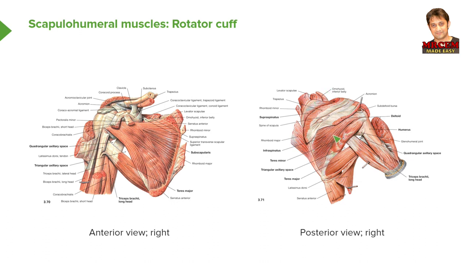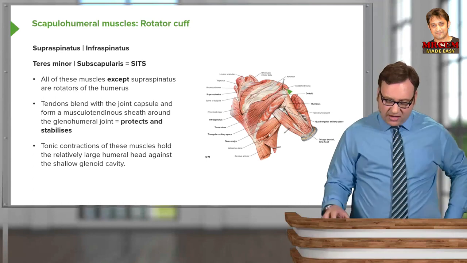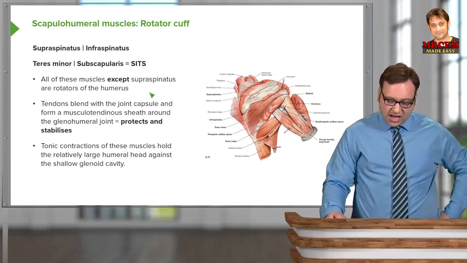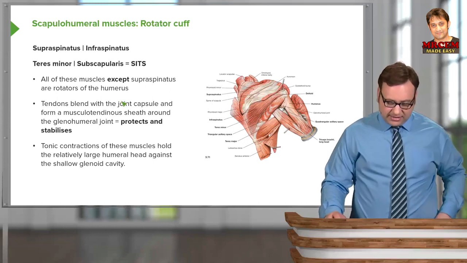We can see the muscles originating from the scapula and forming this cuff around the head of the humerus. So all of these muscles except supraspinatus are rotators of the humerus. But supraspinatus still runs in the direction that forms this cuff around the head of the humerus, so acting as a rotator cuff. But important to remember that supraspinatus just abducts.